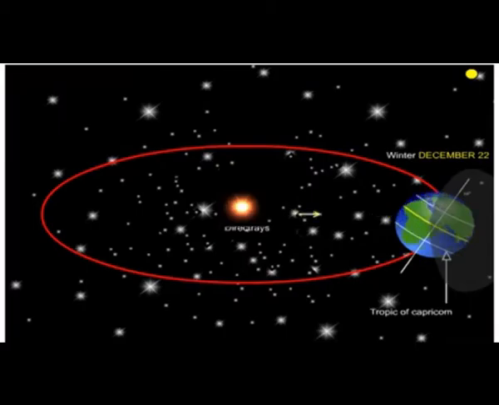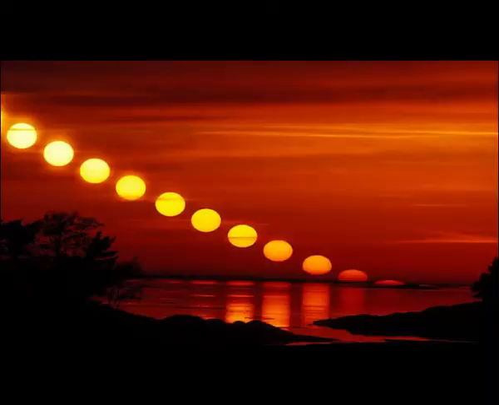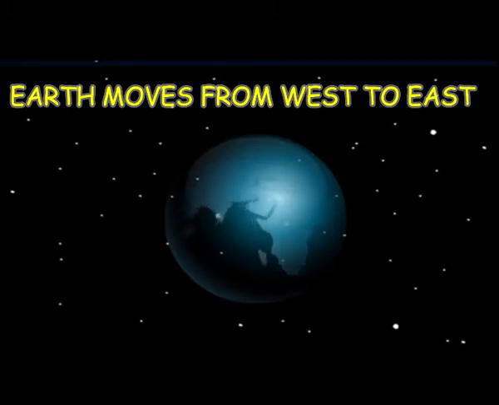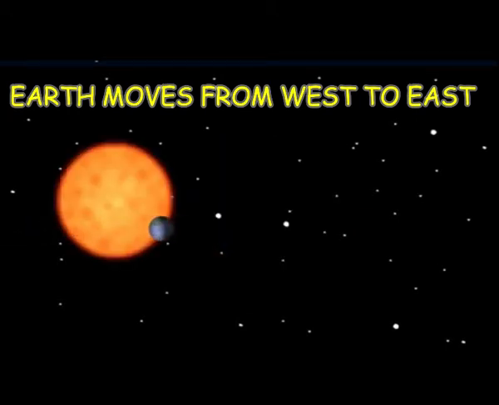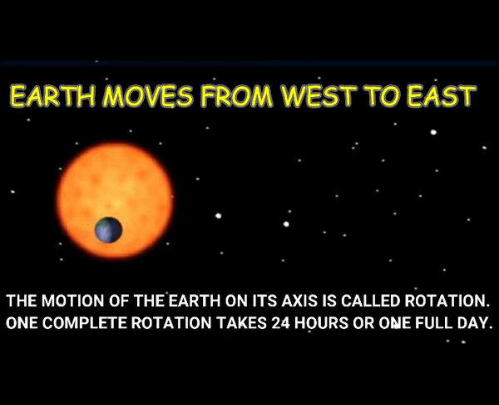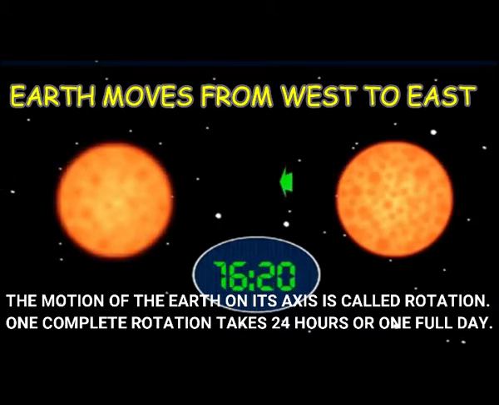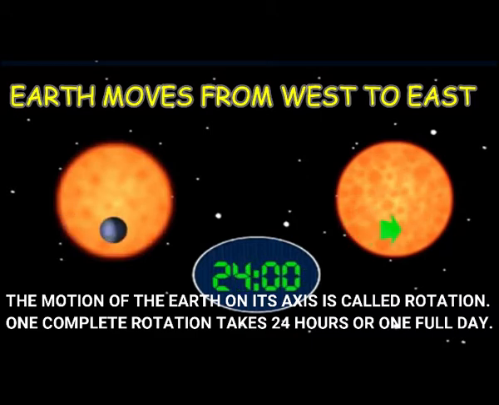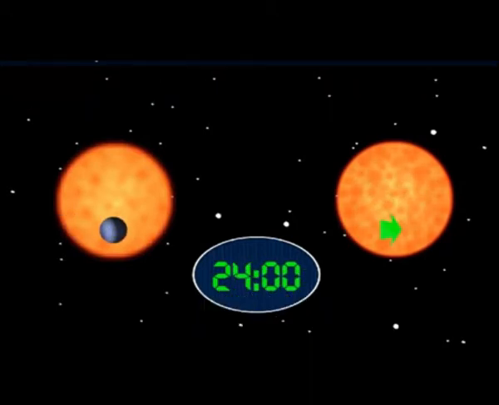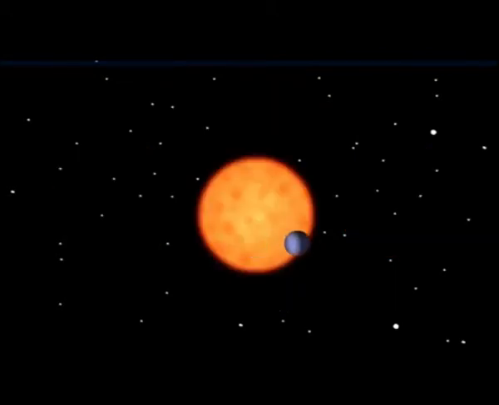Students, you might have seen the sun rising in the east and setting in the west every day. However, it is the Earth's spinning motion from west to east that creates the impression of the sun rising and setting. This motion of the Earth on its axis is called rotation. One complete rotation takes 24 hours or one full day. The period of rotation is known as the Earth Day. Students, you know, one rotation of the Earth is also called a mean solar day.